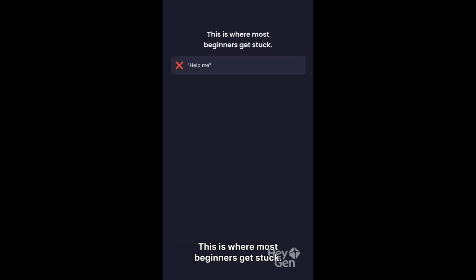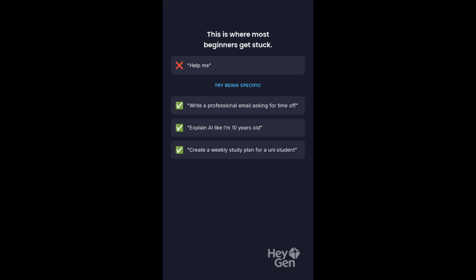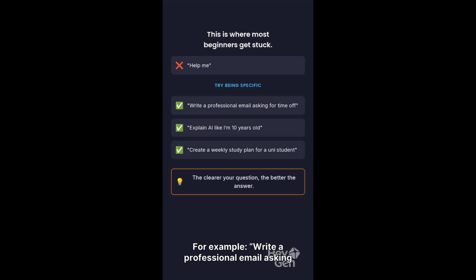This is where most beginners get stuck. Instead of typing, "Help me," try being specific. For example, "Write a professional email asking for time off," "Explain AI like I'm 10 years old," or "Create a weekly study plan for a uni student." The clearer your question, the better the answer.